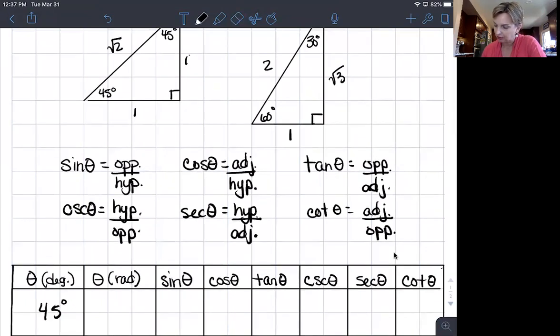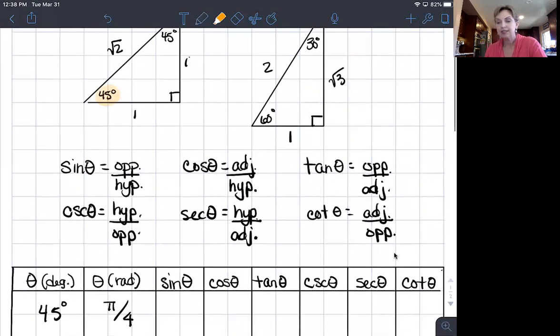So 45 degrees. 45 degrees is pi over 4 in radians. That's pi is 180 degrees. 180 degrees divided by 4 is 45 degrees. Okay, so if we just go ahead and pick one of these 45-degree angles up here in this triangle, sine is opposite over hypotenuse. So the side opposite that angle is 1, and the hypotenuse is the square root of 2. So sine would be 1 over the square root of 2.